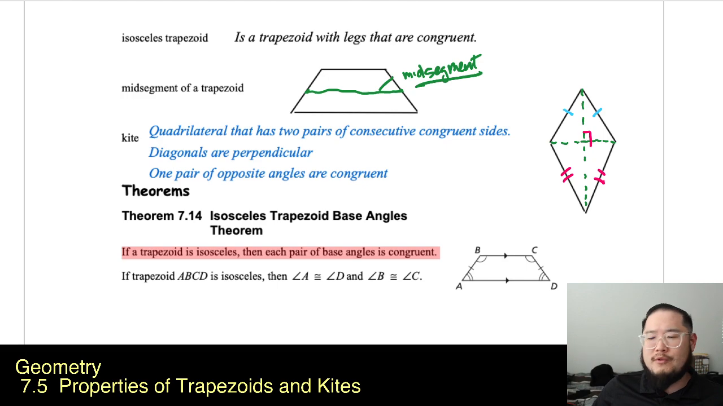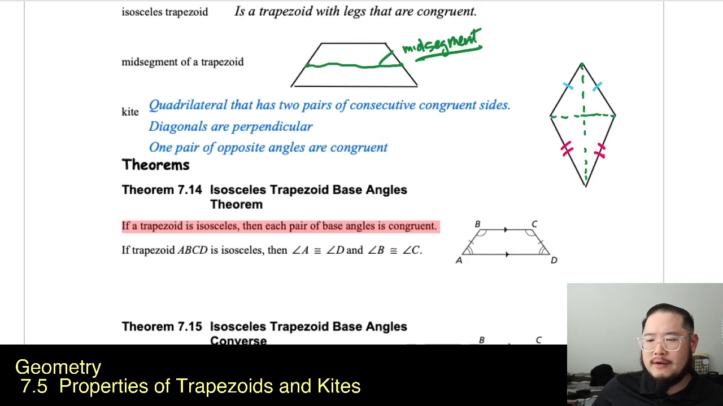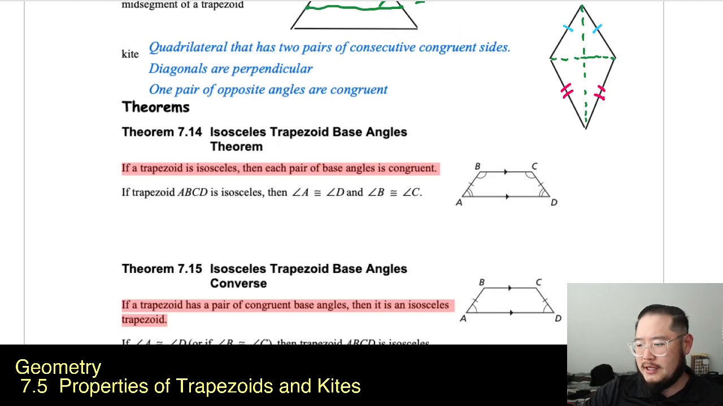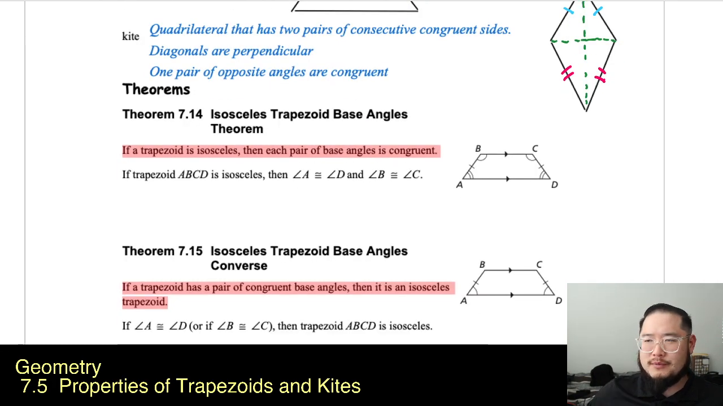Let's go ahead and move on to some of these theorems to help us along with understanding the properties of a trapezoid. Let's start with theorem 7.14, the isosceles trapezoid base angles theorem. If a trapezoid is isosceles, then each pair of base angles are congruent. Now, we're dealing with two segments that are parallel.